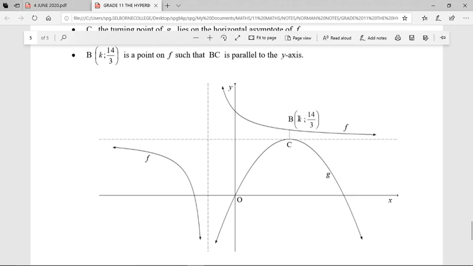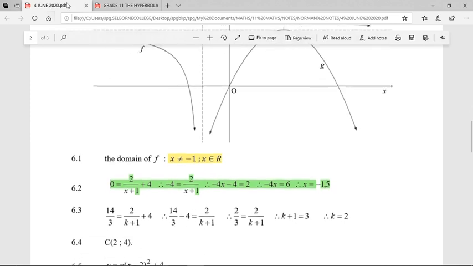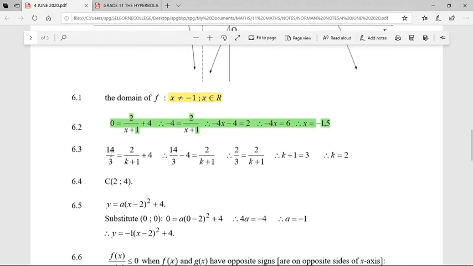And x's value is the k value which we've got to find here. So 6.3, let's go see our answer. Here we go. I've made the y 14 over 3. So 14 over 3 is equal to 2 over k plus 1, plus 4. Why? Because k has replaced the x value. Right, so we're now solving for this k value.